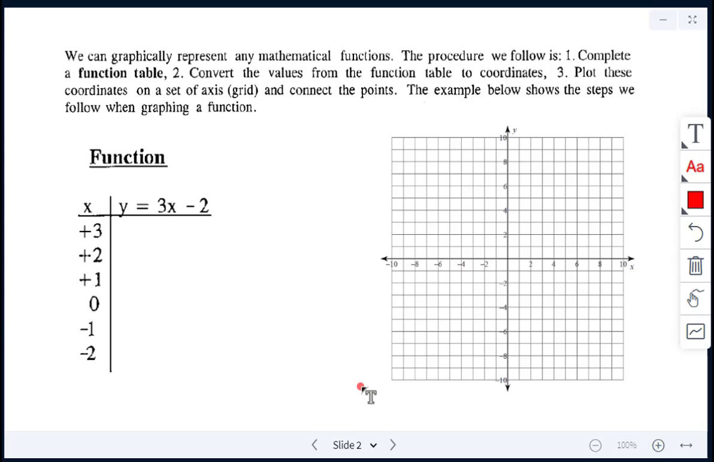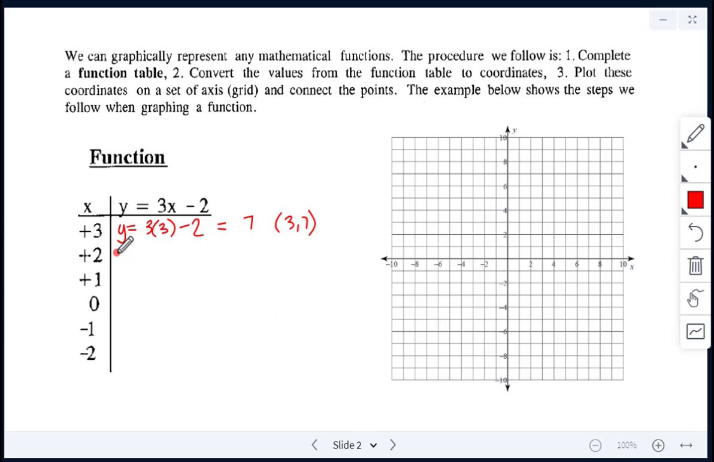All right, so here, when we have integers, we use 0, positive 1, positive 2, positive 3, and then use negative 1 and negative 2. Therefore you get a good mix of values. So let's start with the first one. We know that x is positive 3, so we're substituting 3 in there for x. It becomes 3 times 3 minus 2, which gives me 7. So my first point here would be 3, 7.